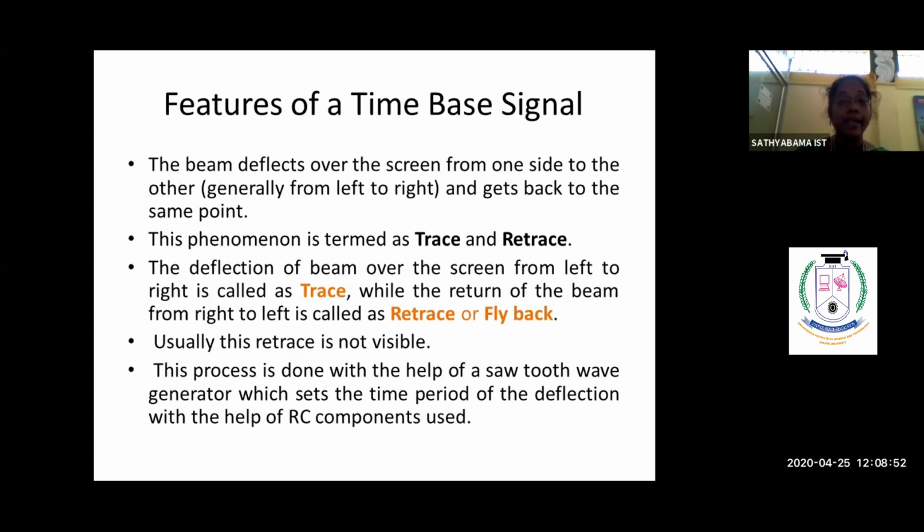This is called trace and retrace. The deflection of the beam over the screen from left to right is called a trace, while the return of the beam from right to left is called retrace or flyback. Usually this retrace is not visible. Overall this process is done with the help of a sawtooth waveform generator, which sets a time period with respect to the components used in time-based generators, resistor and capacitor.